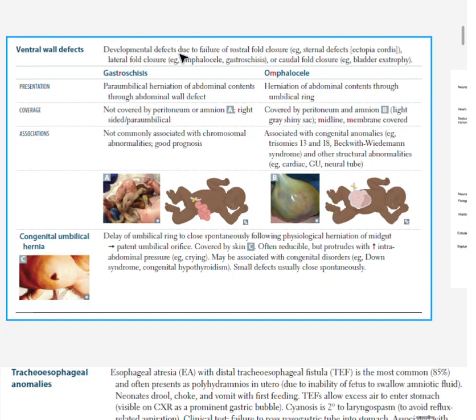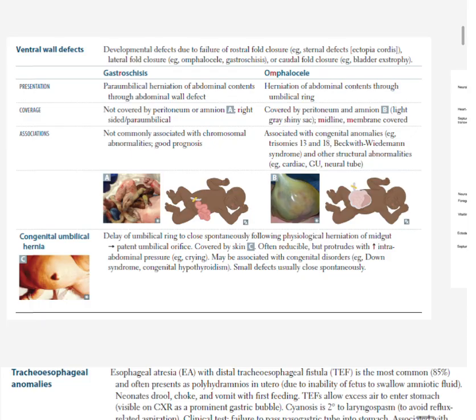So, developmental defects due to failure of rostral fold closure, like sternal defects and ectopia cordis. So, if we have a rostral fold closure problem or failure, we get defects like sternal defects, like ectopia cordis. And if we have a lateral fold closure failure, we get omphalocele, gastroschisis, or if we have a caudal fold closure failure, we get bladder exstrophy, right?